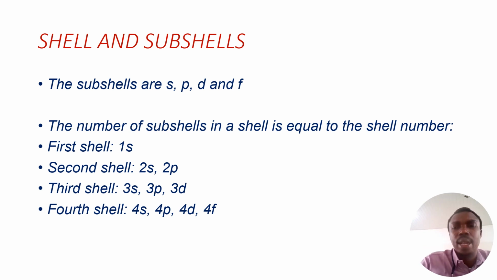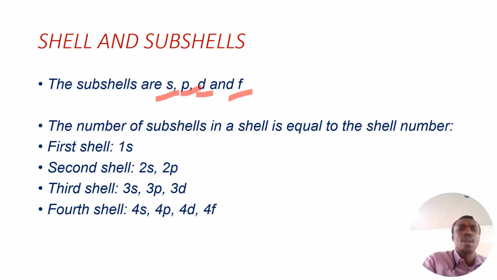So now we want to look at the shell and subshells in detail. When we talk about the subshell, we have the S subshell, the P subshell, the D subshell, and the F subshell. The S represents the sharp, the P represents the principal, the D is diffuse, and F fundamental. Now the number of subshells in the shell is equal to the shell number. I repeat, the number of subshells in the shell is equal to the shell number.